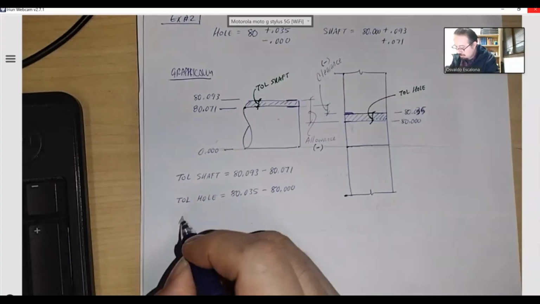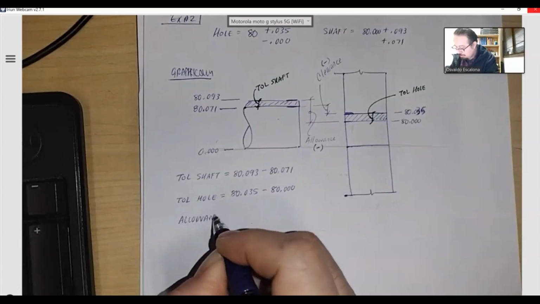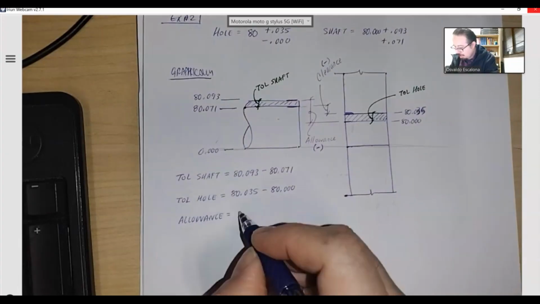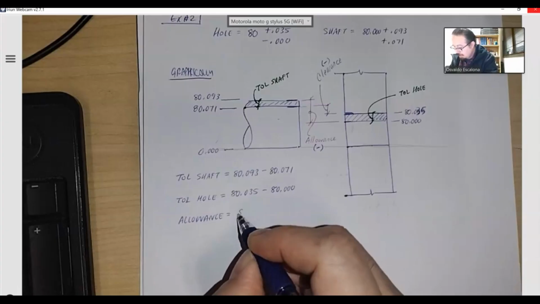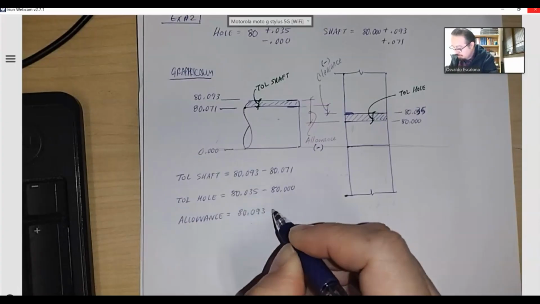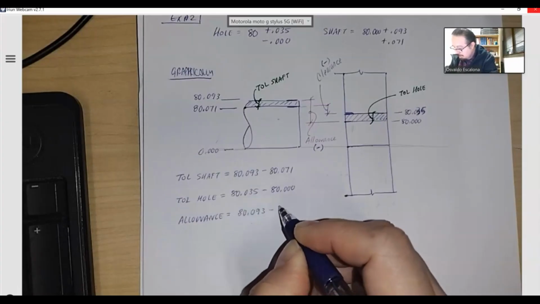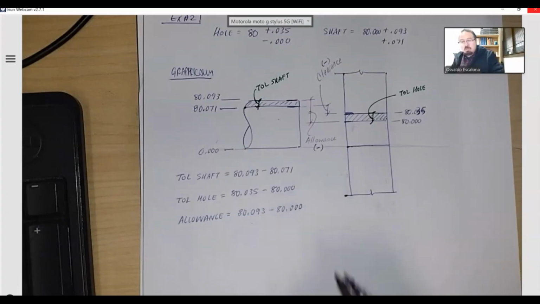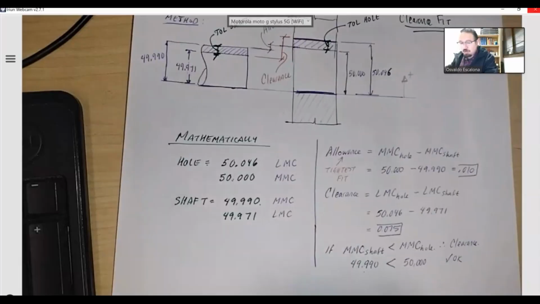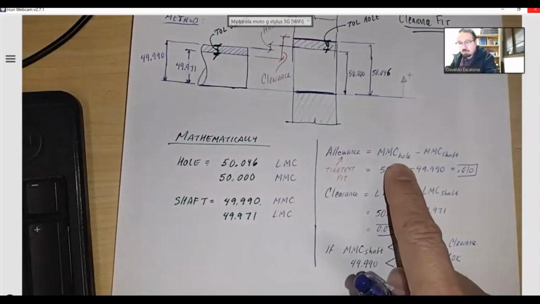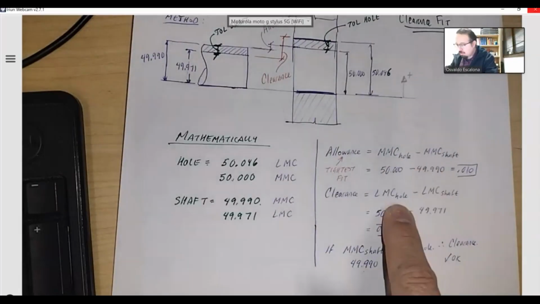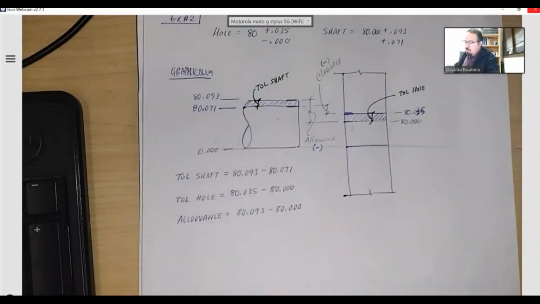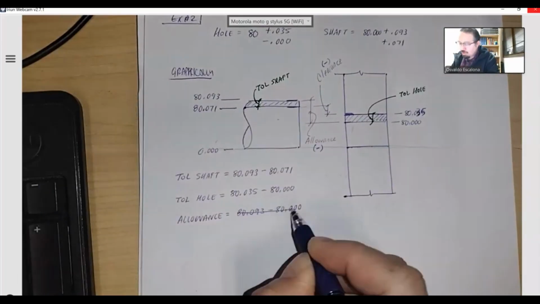So the allowance will be 80.093 minus 80.000. Now, usually when you start, if you remember when we did the previous example, you start with the hole and then you start with the shaft. Start with the hole, then the shaft. So sometimes we'll put a little line right there.